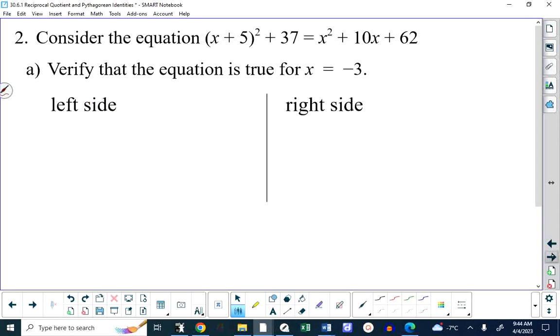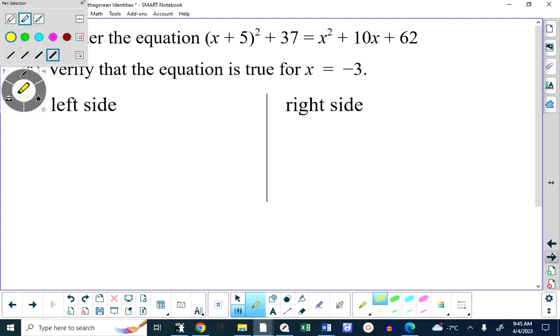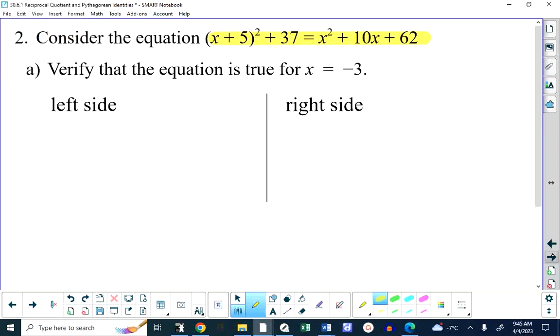Warm-up number 2 has this equation. (x + 5) squared plus 37 is equal to x squared plus 10x plus 62. Again, everyone, this is an equation because of the inclusion of the equal sign there. It's saying something is equal to something else. Is the equation true when x is negative 3?